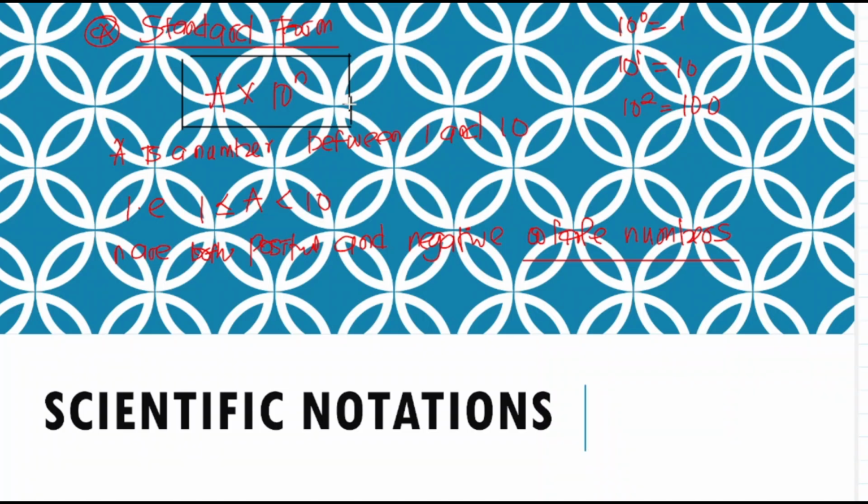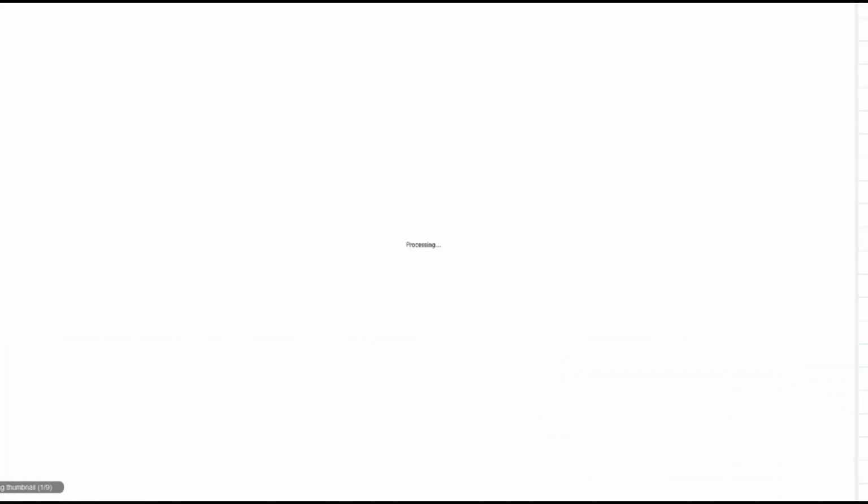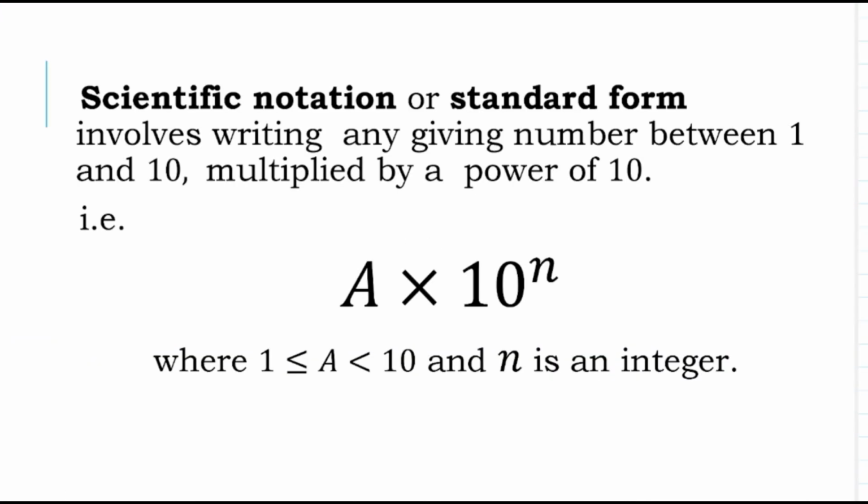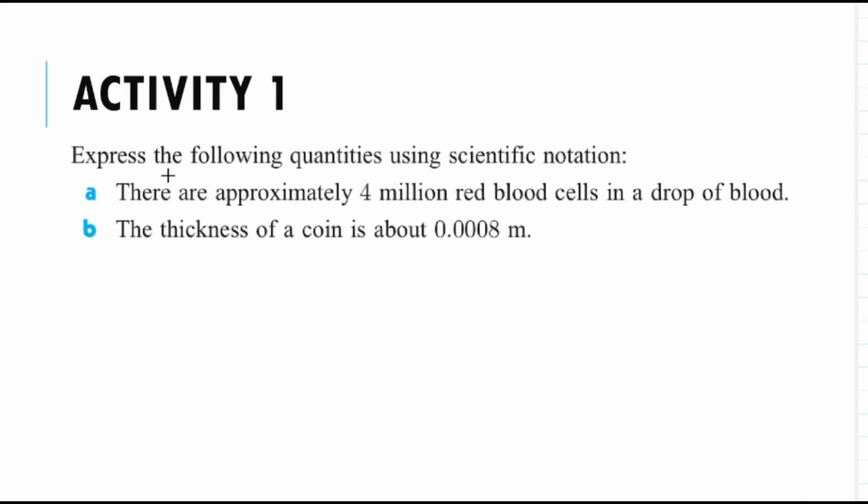So we're going to take some examples now, and then you see how to express numbers in standard form. This is just a recap from yesterday. Scientific notation or standard form involves writing any given number between 1 and 10 multiplied by a power of 10, that is a times 10 raised to power n, where a is greater than or equal to 1 and strictly less than 10, and n is an integer.